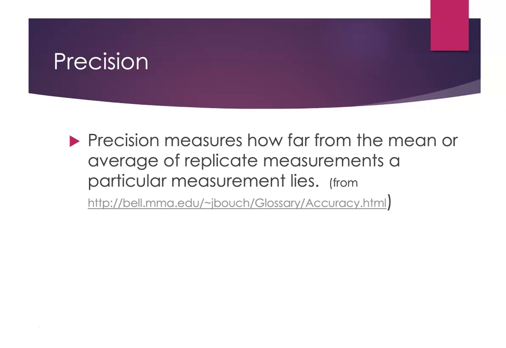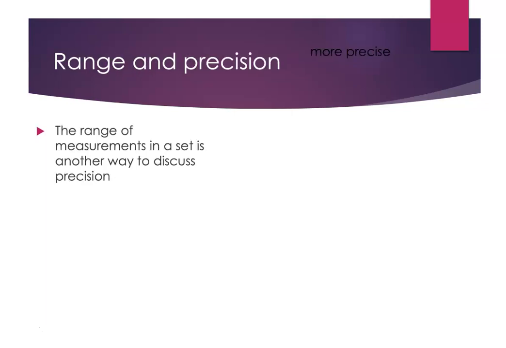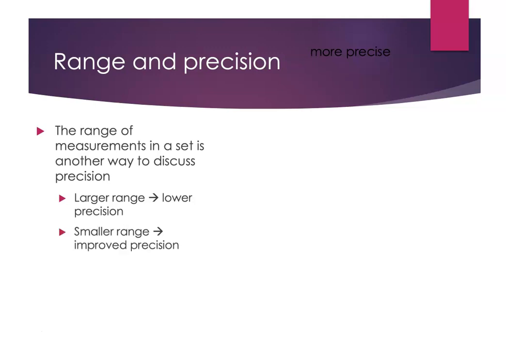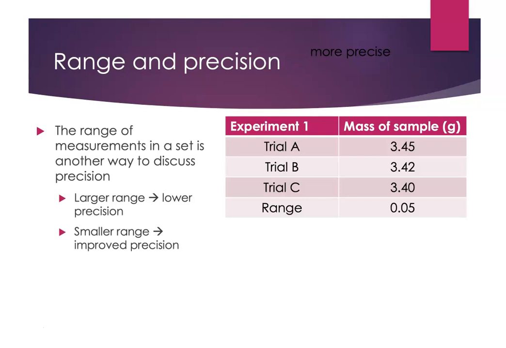We can also talk about precision in terms of how far we are from the mean or the average if we have a whole set of measurements. So the range of a set of measurements is another way to discuss precision. If I have a larger range, it's not as precise, and if I have a smaller range, it's more precise. So let's look at experiment 1. I have trials A, B, and C, and I'm measuring the mass of a sample. You can see that they're all pretty close together, and the range is 0.05.